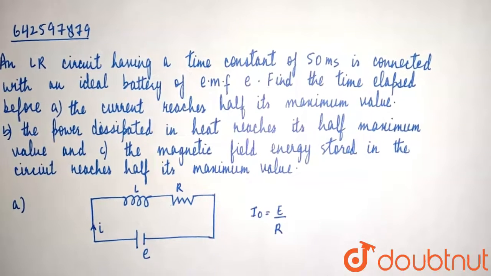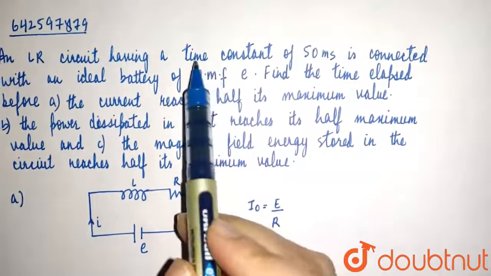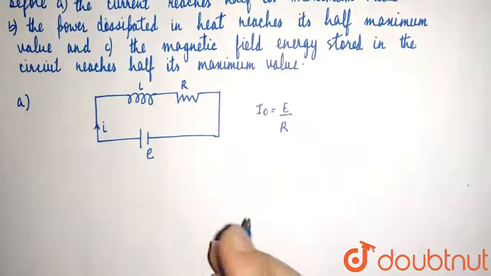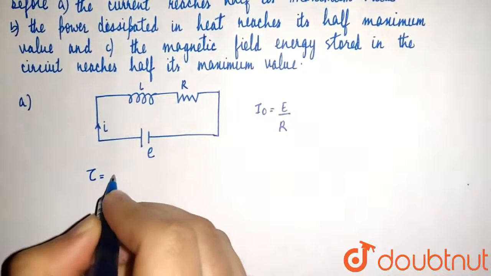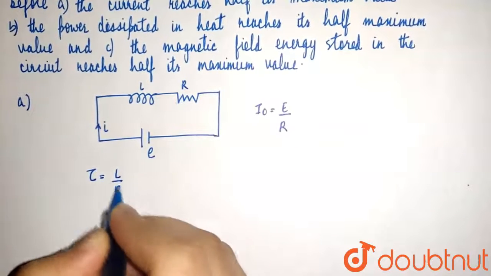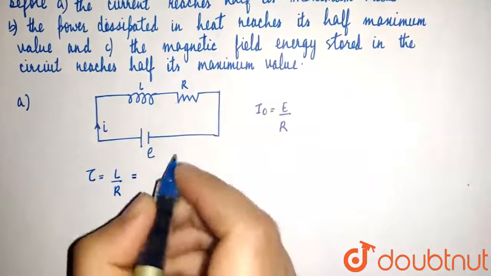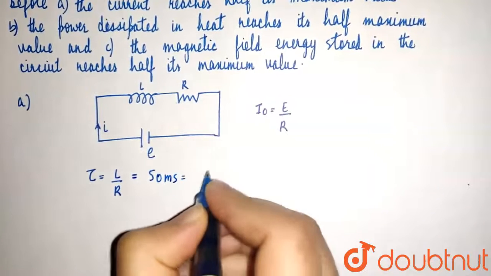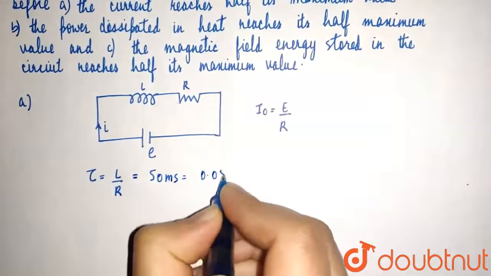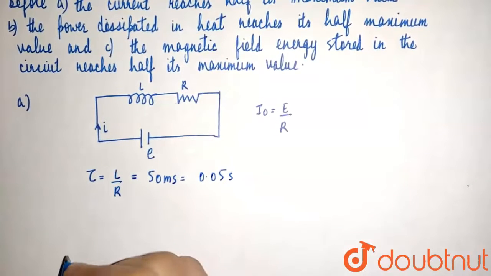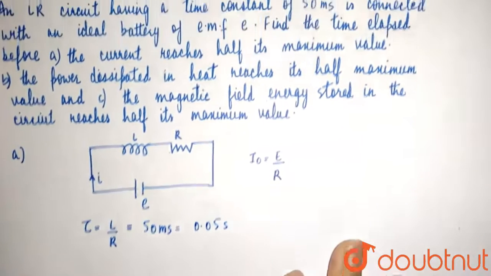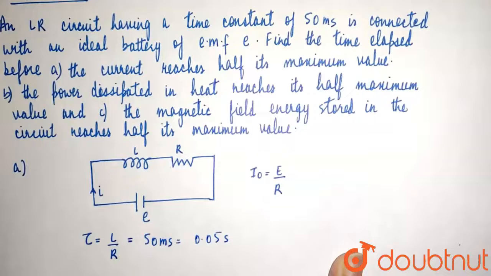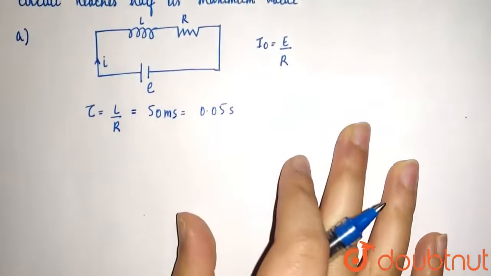Now this thing that is given to us, that is time constant. What is time constant? That is tau, right? Tau is given by L by R, inductance by resistance, and in this case we'd have that 50 milliseconds. That is equal to 0.05 seconds. That is our time constant. Now in the first part, we have to calculate the current that reaches half its maximum value.